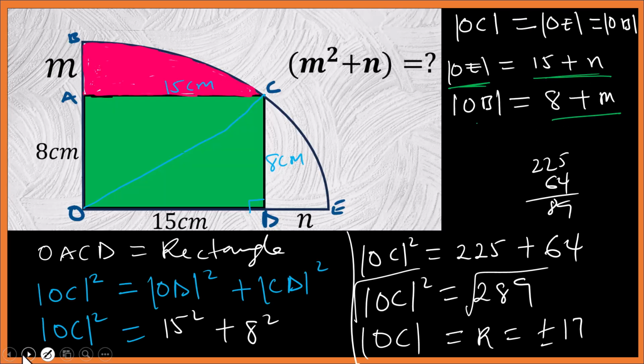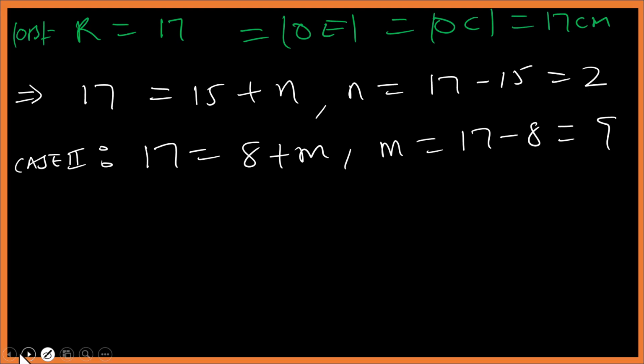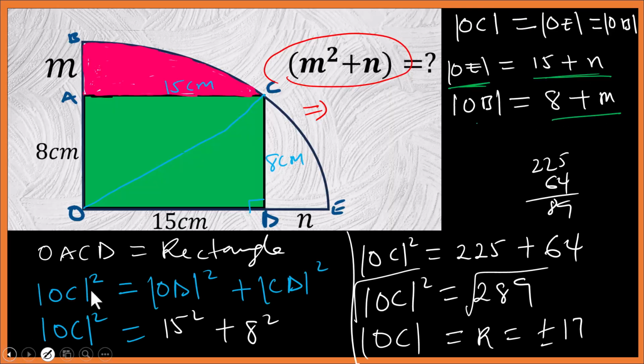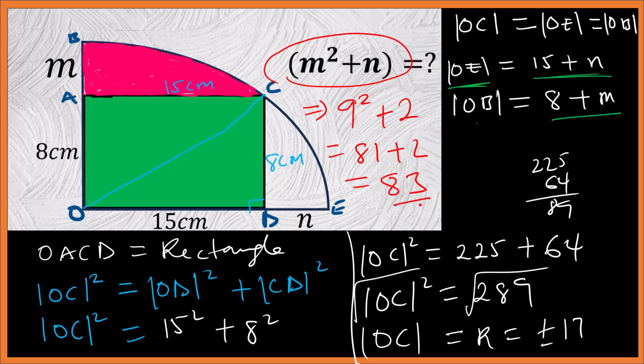But the question says we should find M squared plus N. But M is what? M is 9 and N is 2. So we have 9 squared plus 2. 9 squared is 81 plus 2, which is 83. So M squared plus N is 83. As simple as that.